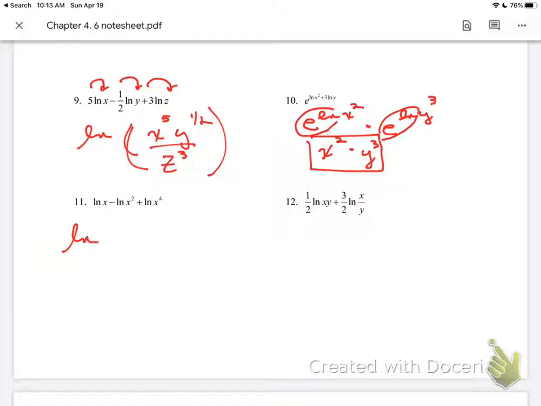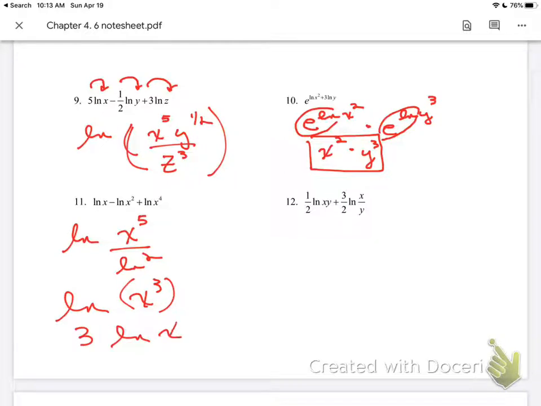Okay, let's go on to another one. Put natural log. I have x times x to the 4th, so that's x to the 5th, over x squared. So that's natural log of x cubed, which we can turn into 3 natural log of x. Okay, last one, and I think it's probably the most complicated one.